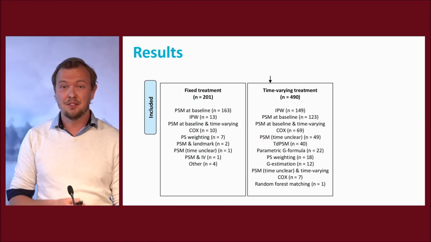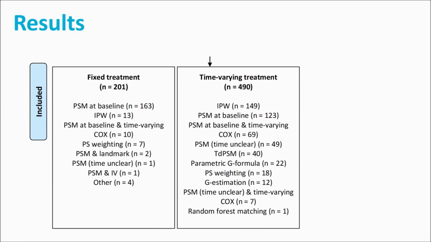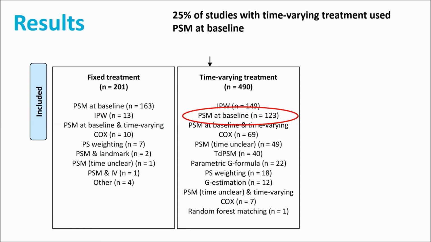Then we move on to the time-varying treatment. We found the most papers, 490 papers. And the method that is used the most is inverse probability weighting with 149. But at the second place, we find propensity score matching at baseline with 123 papers, which is 25% of the studies that we have included in our systematic review used propensity score matching at baseline while they had a time-varying treatment.